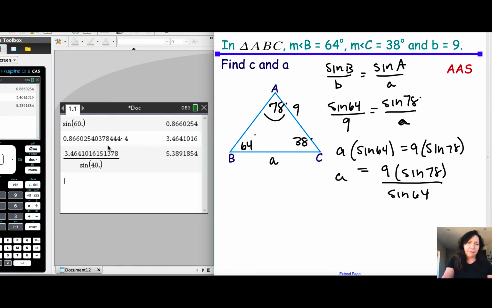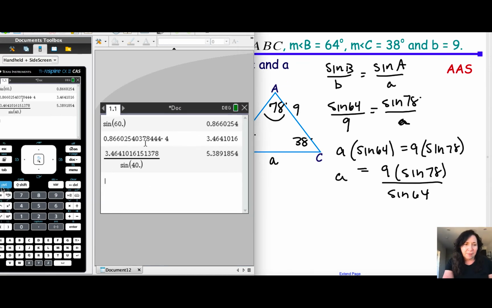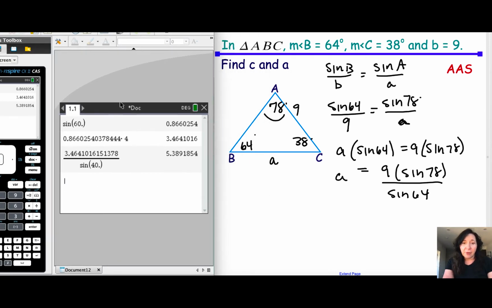And in doing that, I feel like I should try one more time. Trig? Okay, I'm not sure what's happening with this. All right. Sorry about that.